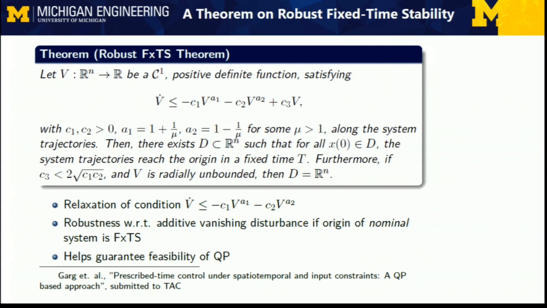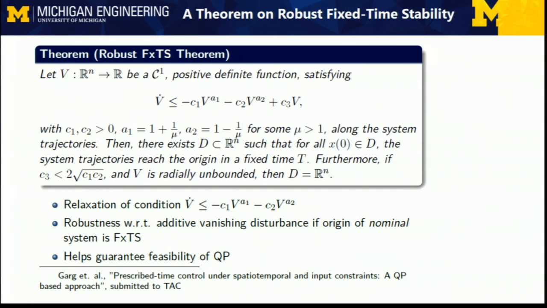So nominal fixed time stability would be V dot smaller or equal than these two terms here. We added this positive term here because we needed it for the analysis of the feasibility of our QP. And as a standalone result, what this result tells us is that there exist C1, C2 parameters such that if you choose this C3 to be smaller than this bound here, then the trajectories of the system will still reach the origin within a fixed time, okay?